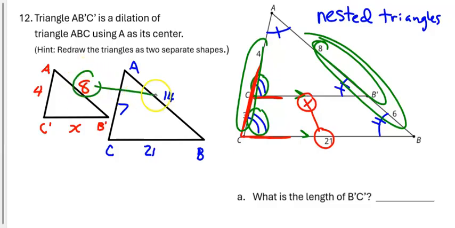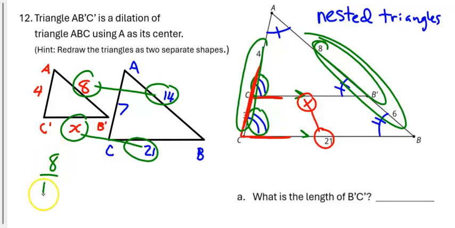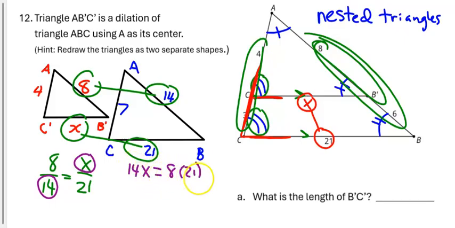So I'm going to choose these two and then these two as my corresponding sides. So the proportion would be 8 goes to 14 as x goes to 21. And then we can cross multiply to solve for x. So I cross multiply: 14x is equal to 8 times 21. So 14x equals 168. And then if I divide both sides by 14 to figure out what x is, we would end up with a final answer of 12.